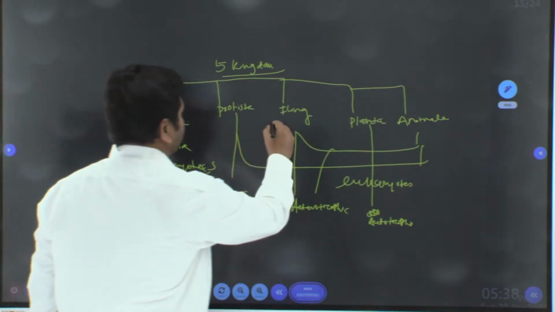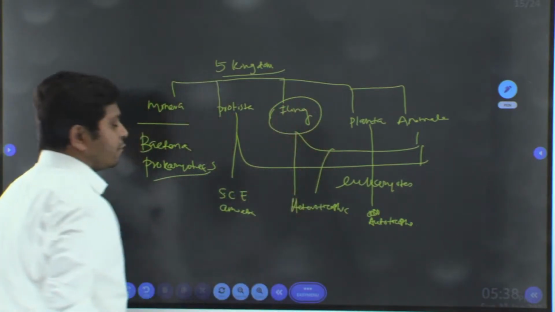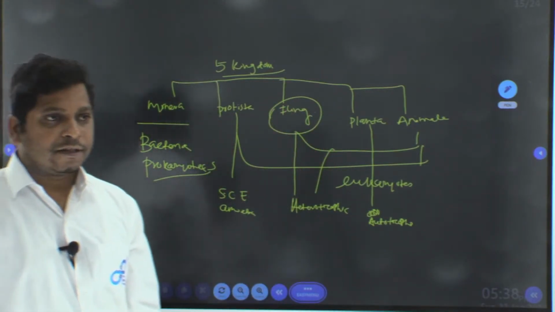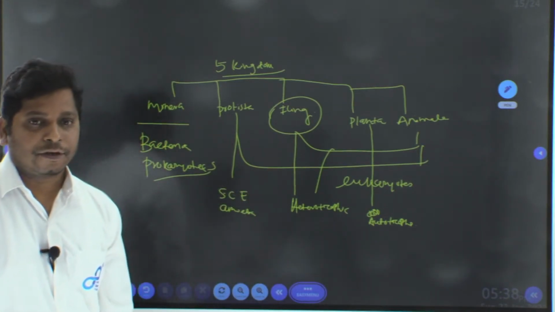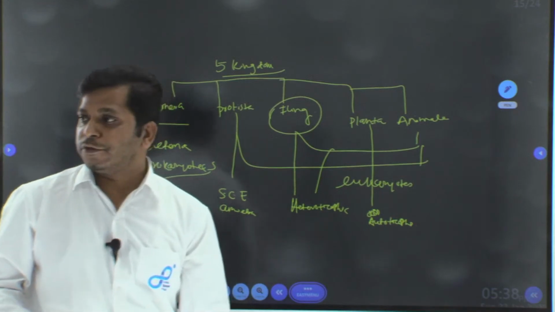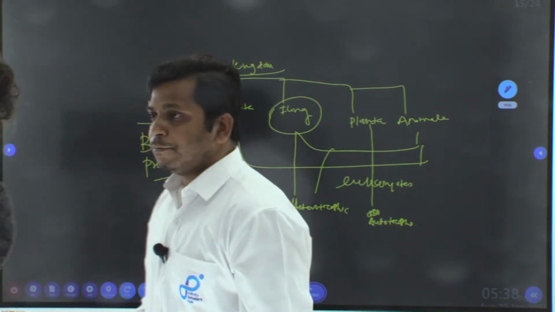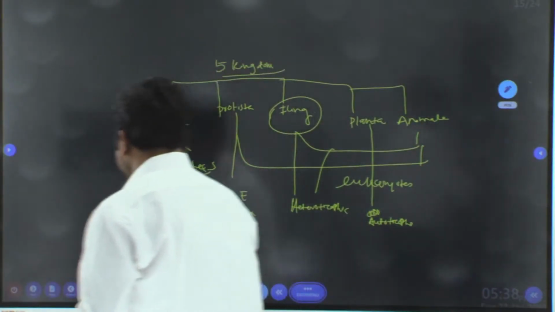So if you have to define what fungi are, fungi are a group of microorganisms which are multicellular and have a heterotrophic mode of nutrition. I hope there are no further questions. Let's move on.